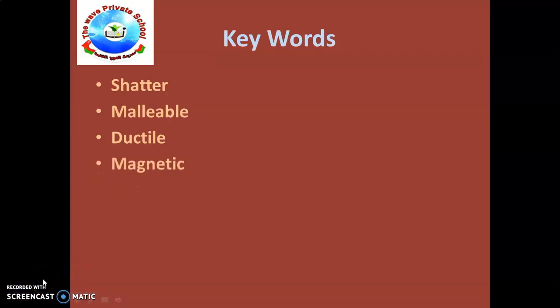And the next one is magnetic. We all know this one. Magnetic materials means which can be attracted by magnets. For example, the metals iron, steel, nickel and cobalt are the magnetic materials.